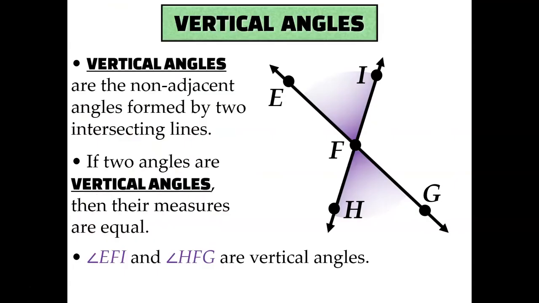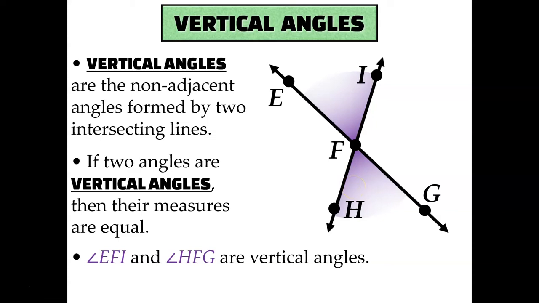Let's talk about vertical angles. Vertical angles are non-adjacent angles formed by the intersection of two lines. For example, in this diagram, these two purple angles, angle EFI and angle HFG, they're vertical angles because these two lines intersect, line EG and line HI intersect at point F. So these two angles were formed by intersecting lines. And they're the non-adjacent angles formed by the intersecting lines.